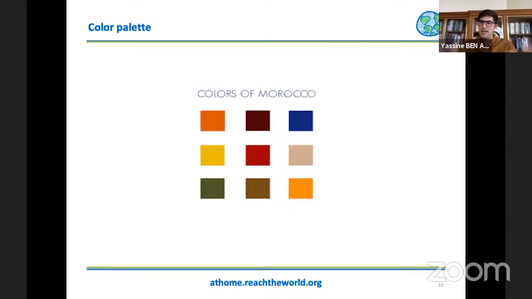This is the color palette of Morocco. As you can see, there is orange, brown, blue, yellow, red, olive green, brown, and tan. People play with these colors to make some kind of mesmerizing, nice designs of walls, nice designs of anything.